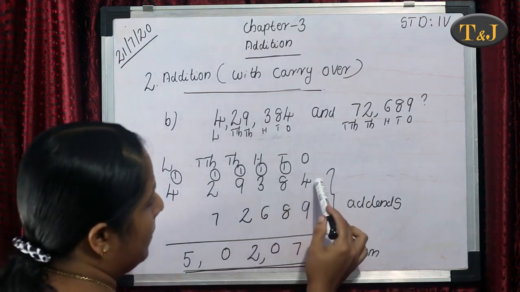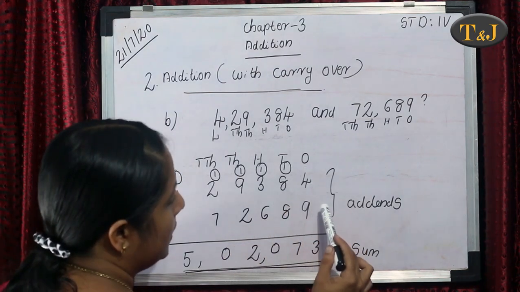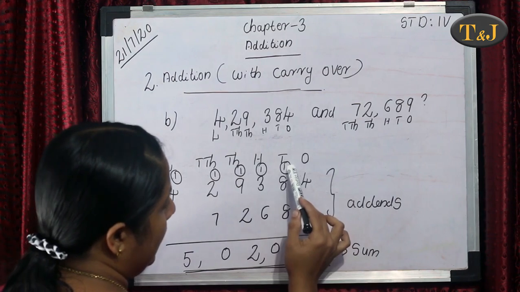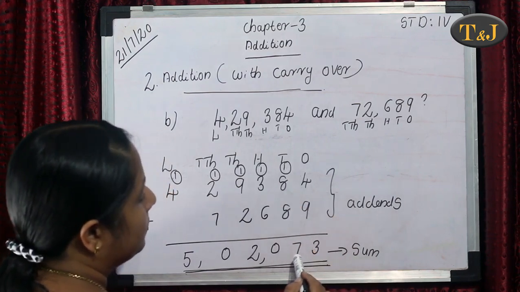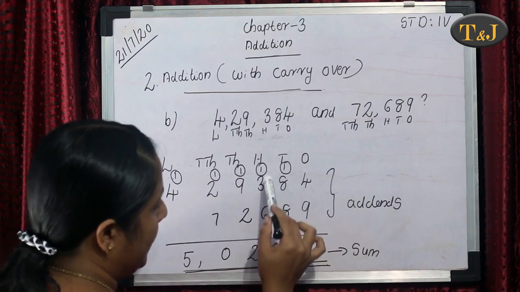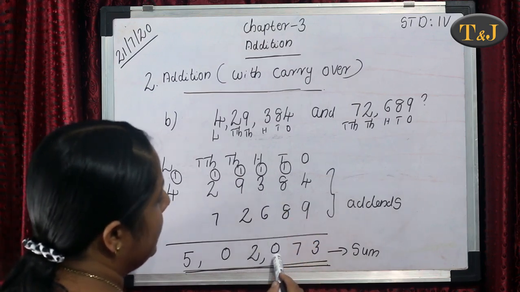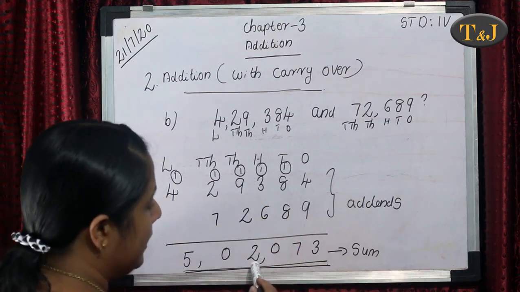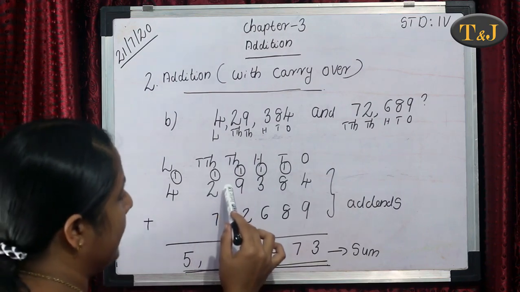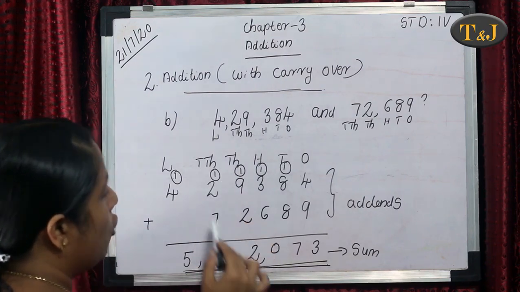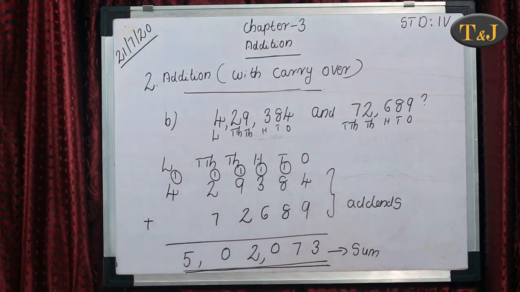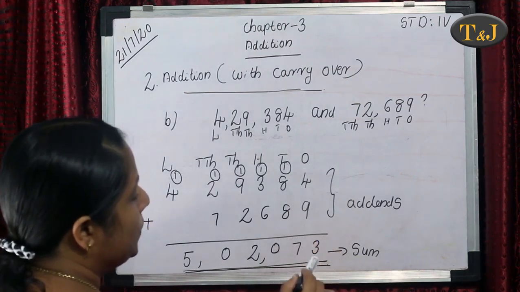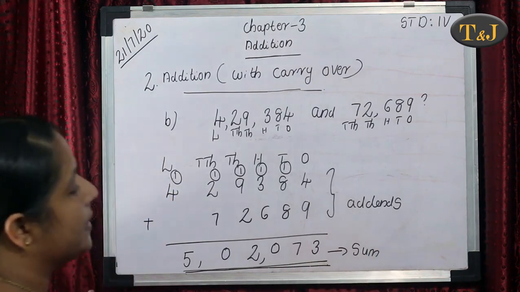Then we add these two numbers, starting with the ones place value: 4 plus 9 equals 13. Then write 3, 1 carried. 8 plus 1 is 9, 9 plus 8 is 17. Then write 7, 1 carried, then 3 plus 1 equals 4, 4 plus 6 equals 10, then write 0, 1 carried. 9 plus 1 equals 10, then 10 plus 2 equals 12, then write 2 and 1 carried. 2 plus 1 equals 3, 3 plus 7 equals 10, then 0, 1 carried, last is 4 plus 1 equals 5. Now we get the answer as 5,02,073. The numbers we add are known as addends and the result is known as the sum.